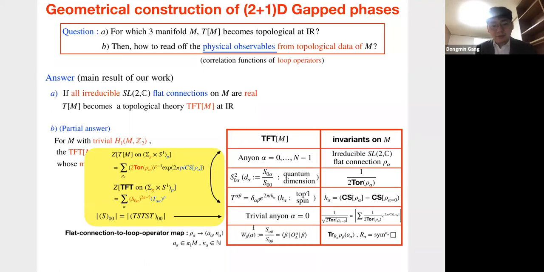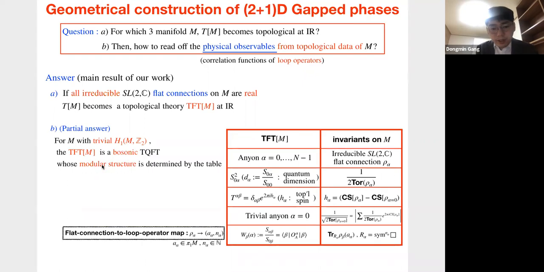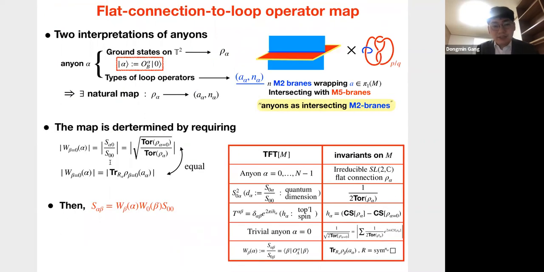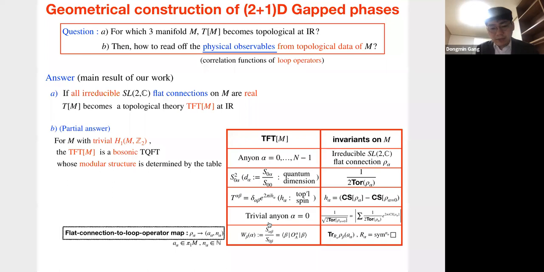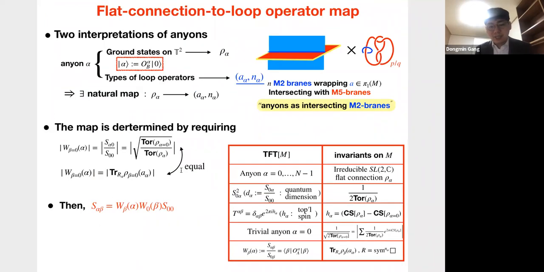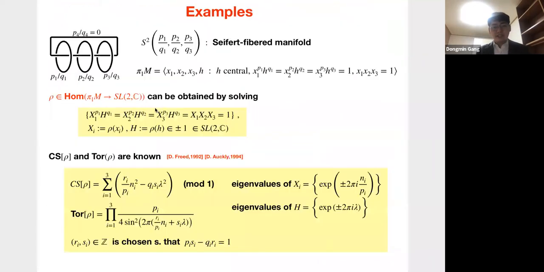Here is some derivation of this, which I will skip. This is a derivation using the 3-3 relation and the other relations. Let me skip this part, I'm running out of time. So let me give some concrete examples.